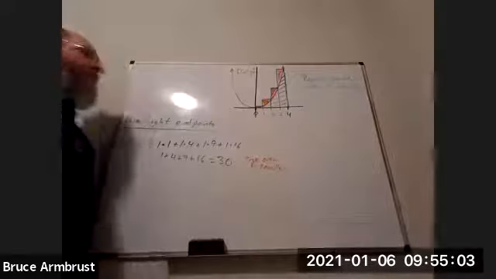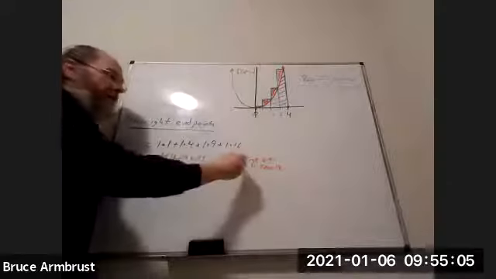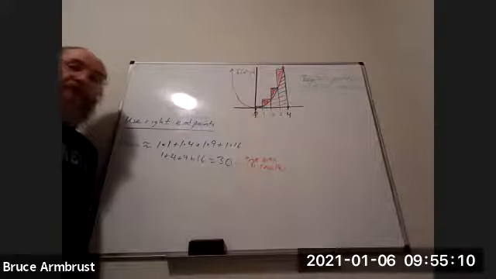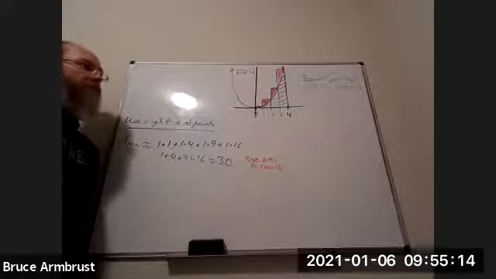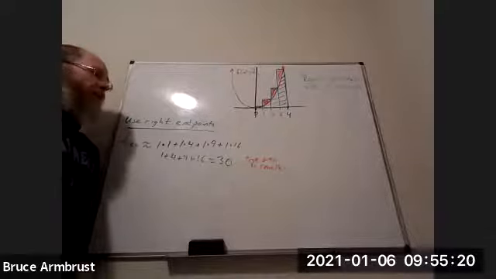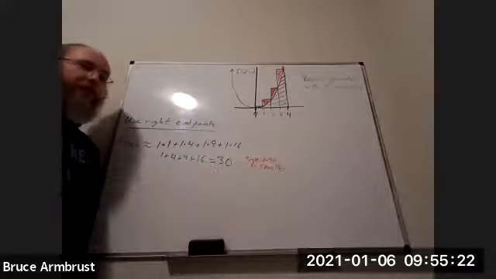Right? The actual number is going to be smaller than 30. We've overshot with our guess, right? By using these rectangles, we've definitely overshot our guess of what the actual area is. So is it a good approximation? Is it a bad approximation?